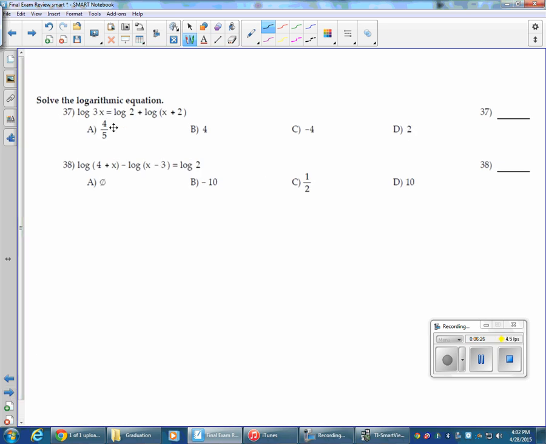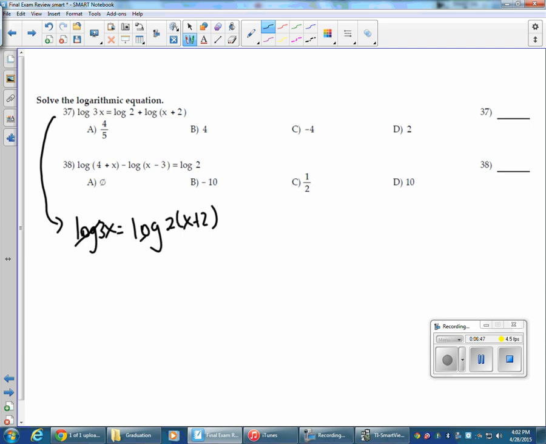Problem 37. They want us to solve these logarithmic equations, 37 and 38. Before you can solve them, because I was talking to somebody today and they said, well, you can just drop the log off of both sides. Well, you have to have a single logarithm. So what we're doing here is, since there's a plus, we can combine that into a multiplication problem. So 2 times x plus 2.